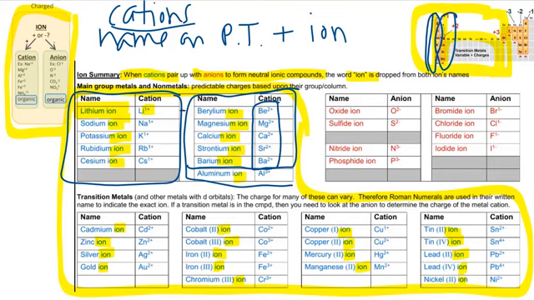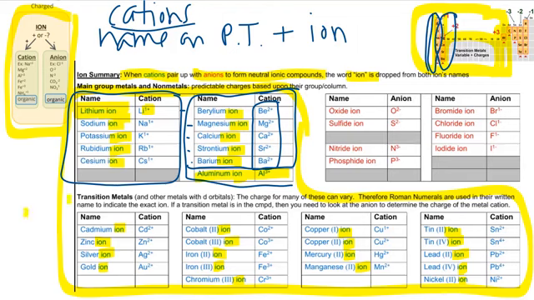So beryllium, magnesium, calcium, strontium, barium all lose 2 electrons, so they become beryllium ion, which is a Be2+ ion. All right, then we have aluminum ion. Aluminum, we jump over to group 3A, so it becomes Al3+.